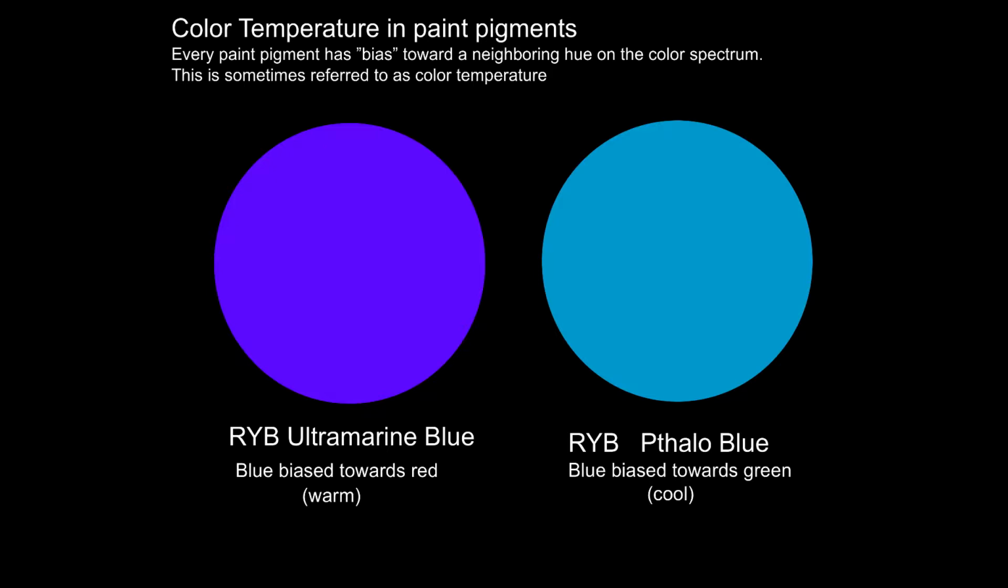So you would use a warm red when you wanted to mix a violet. If you used a cool blue and you started mixing it with a cool red to make a violet, you would get something kind of muddy. However, if you wanted to make green, you wouldn't want to use a warm blue. You'd want to use a cool blue, like the phthalo blue, which is biased towards green.